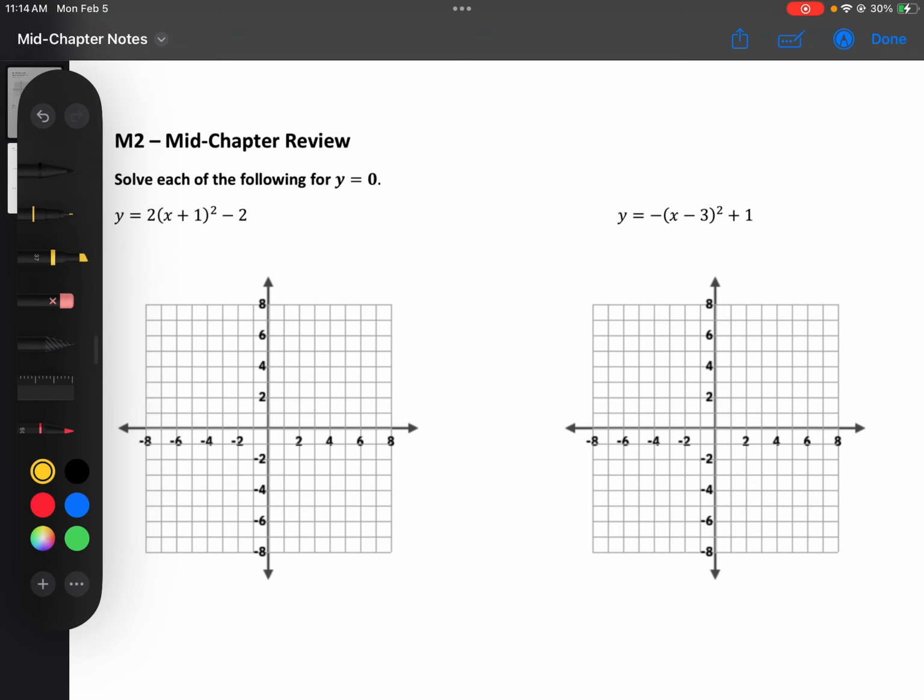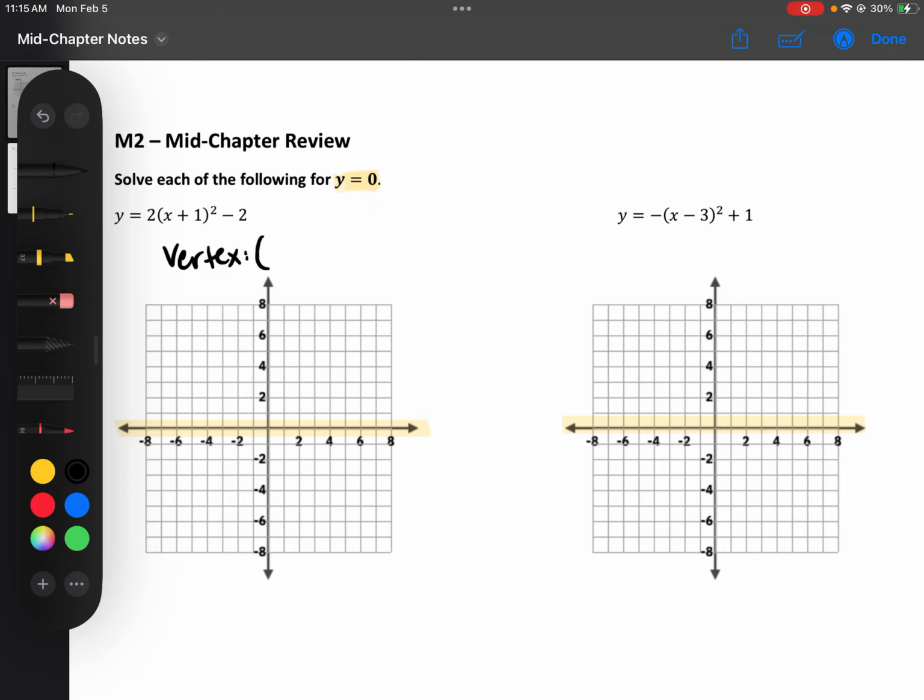When we solve by graphing, just remember we are determining where the equation is equal to 0, or where y is equal to 0. Y is equal to 0 at the x-axis. So our solutions will be where the graph is crossing the x-axis. In order to graph these, you first need to find your vertex.